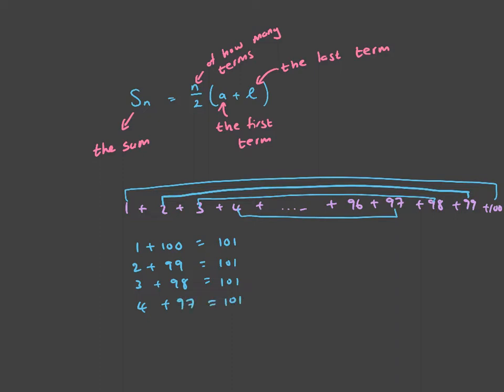So in other words, how many of those pairs will there be? There will of course be 50 pairs. So it will go up to 50, and then it's a double. So it's 50 times 101. And what is 50 times 101? Well, 50 times 100 is equal to 5,000, and 50 times 1 is equal to 50. So therefore, the answer is going to be 5,050. How cool. So this formula actually just works on this principle.